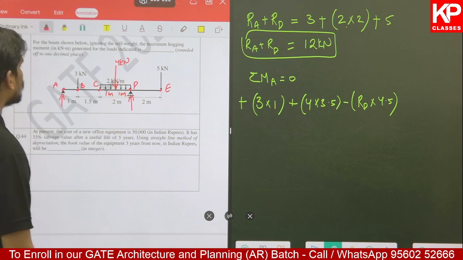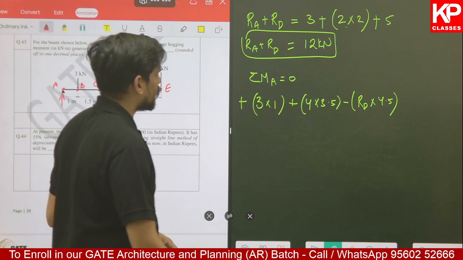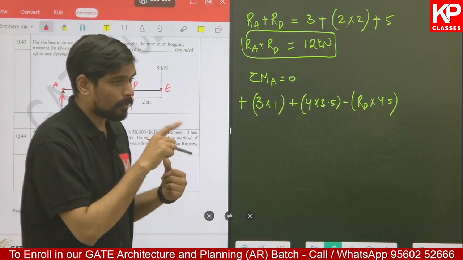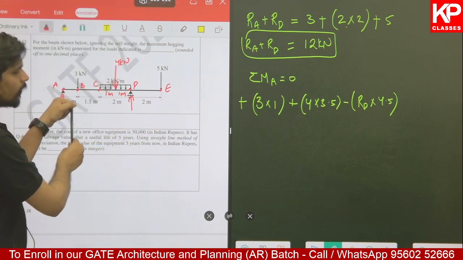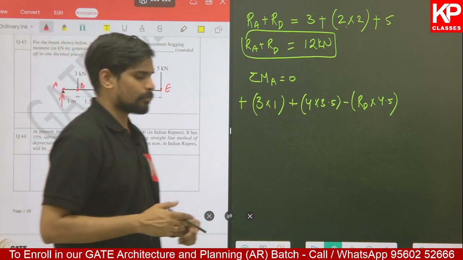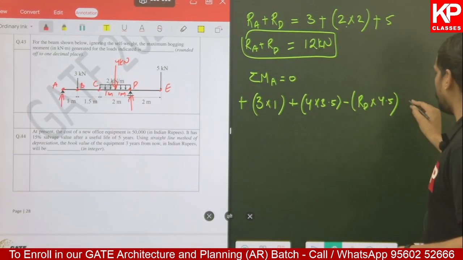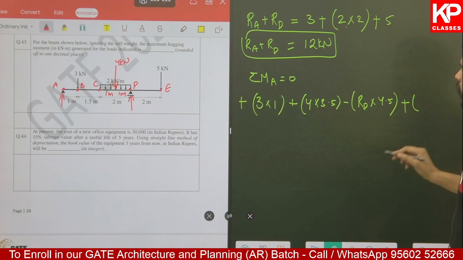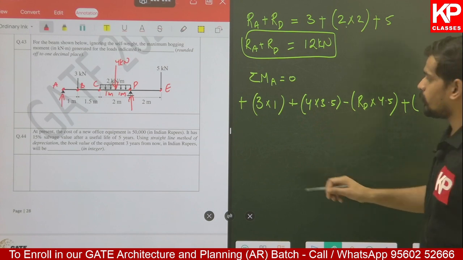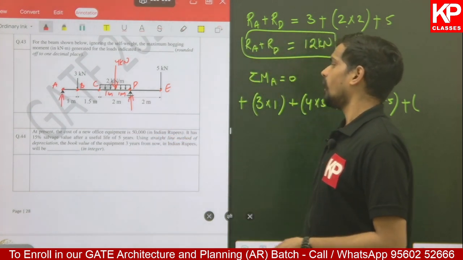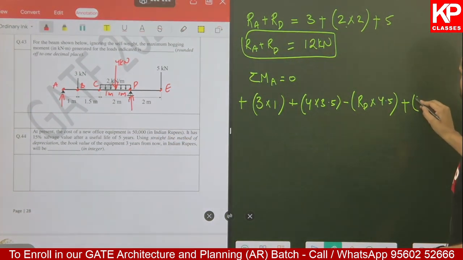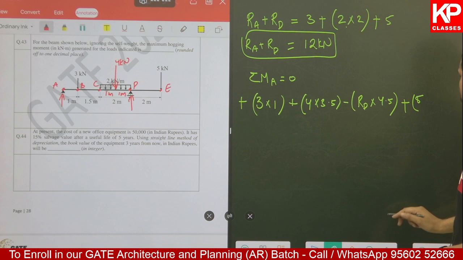So that's RD. Then you have 5 kN load acting at point A. Again, it is acting from the top. So with respect to the support section at A, it will create a clockwise moment, which will again be taken as positive. So it will be plus 5 into the perpendicular distance over here. It is 1 plus 1.5 plus 2 plus 2. That is 6.5. So it is 5 into 6.5.